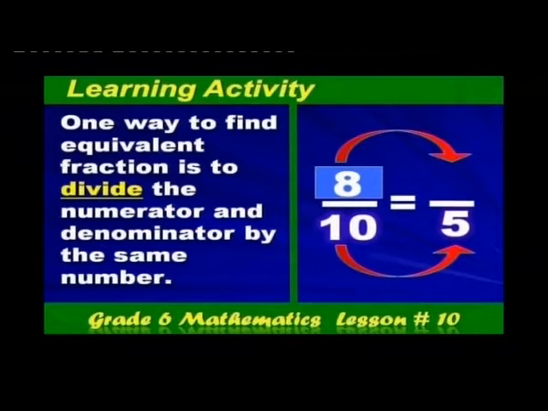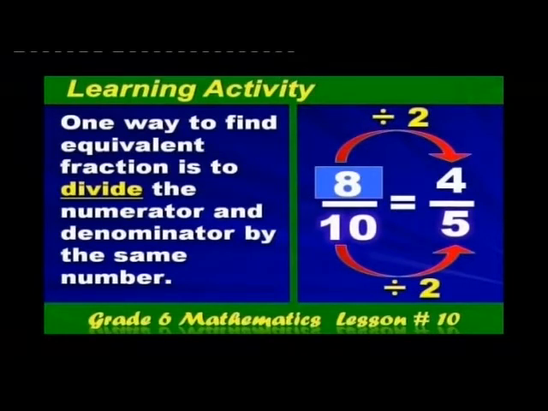What would be a number divisible to 10 in order for us to get to 5? Class, together? 2. 2, very good. 10 divided by 2 is equals to 5. Now, can you tell us what would be the top number? 4. So 8 divided by 2 is equals to 4.